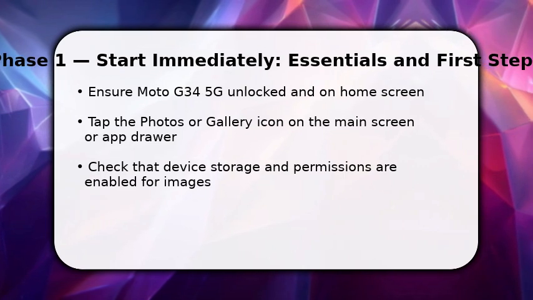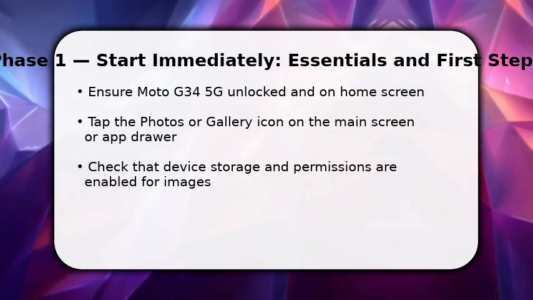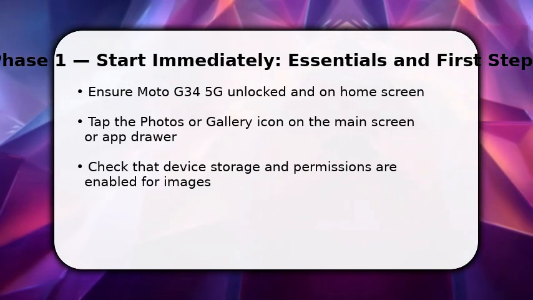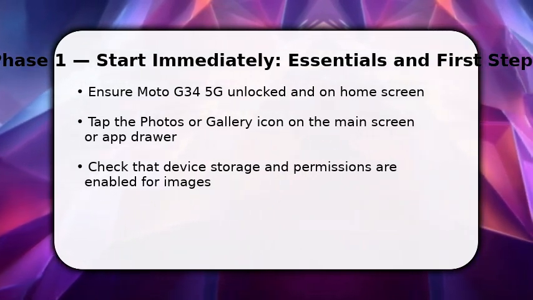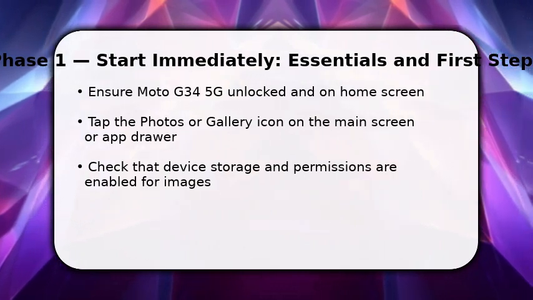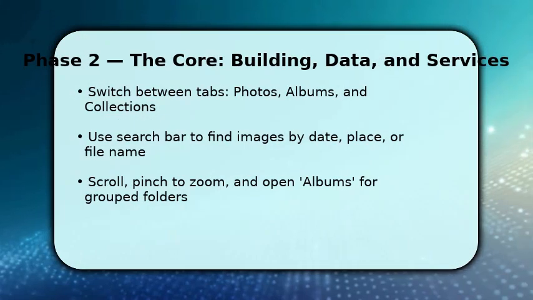Make sure the app has storage and media permissions, because without permission, albums won't appear. If prompted, grant access. This lets the app index photos stored on internal memory and SD card, so you can proceed to browse. Next, navigate inside the app.